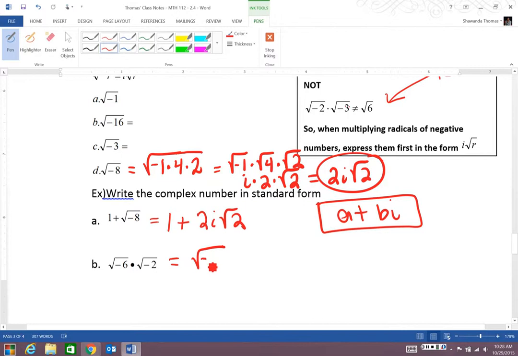So I know that's, and we actually did this one, I think. Well, maybe not.